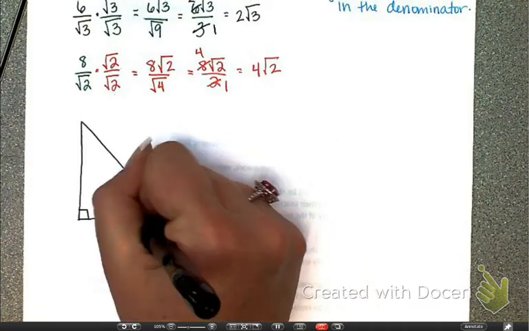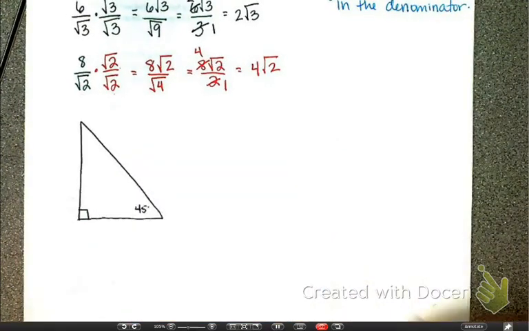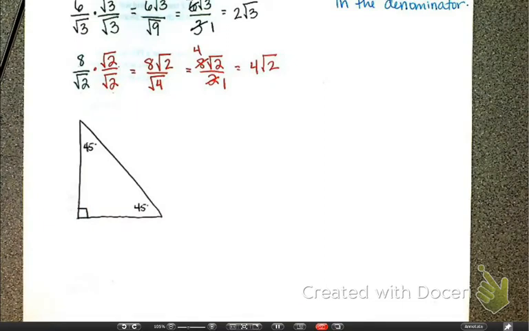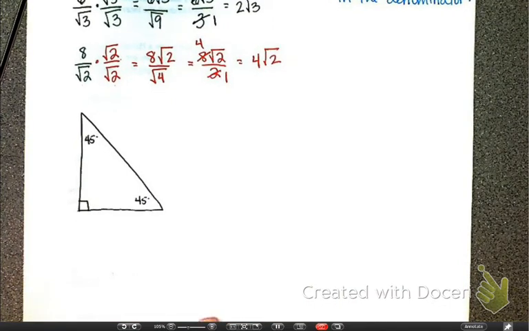Now, if this angle here is 45 degrees, does it make sense that this one's also 45 degrees? Yeah. Why? All the angles have to equal 180, right? So if this one's 45, that has to be 45 because obviously the right angle is 90. Everyone on board with that?